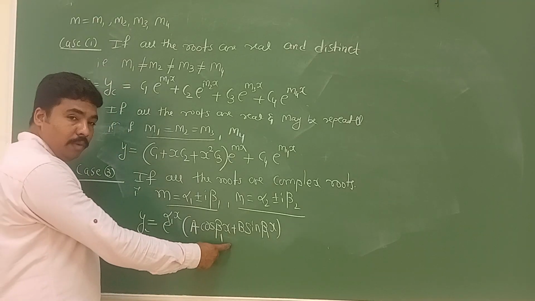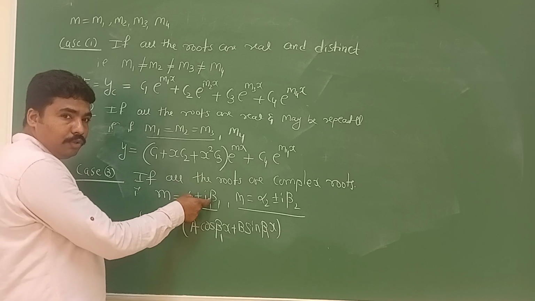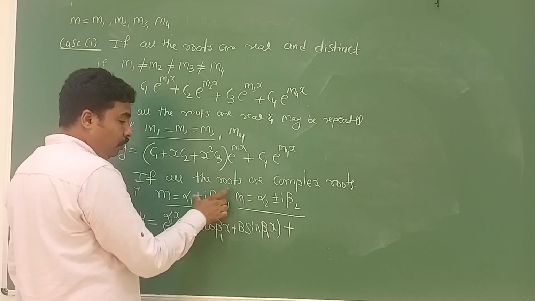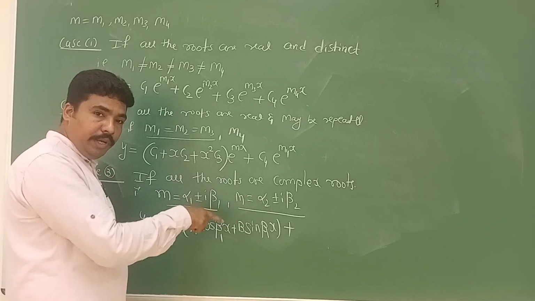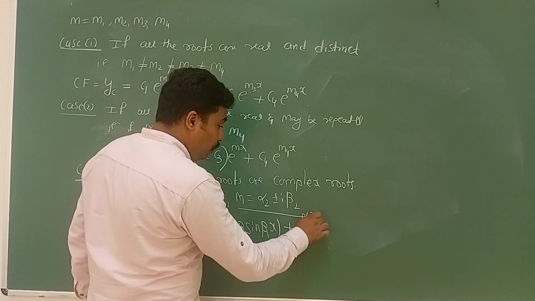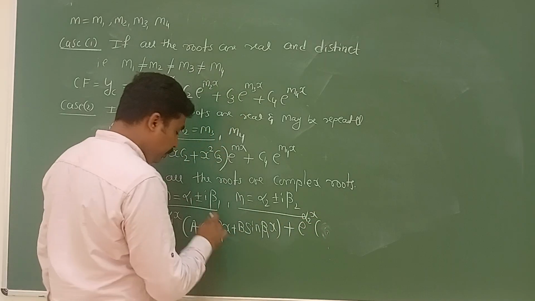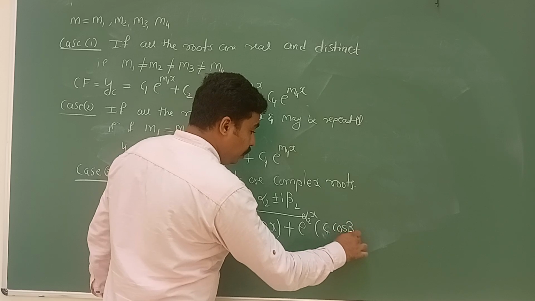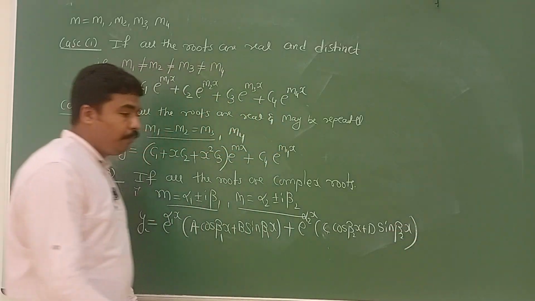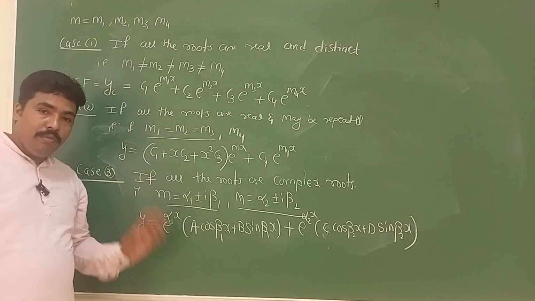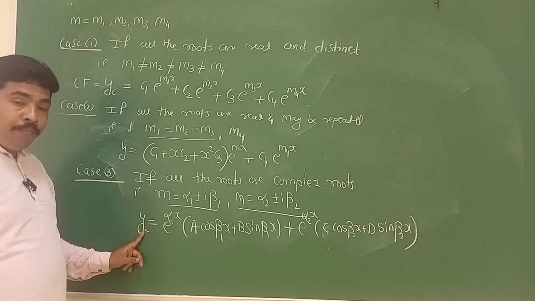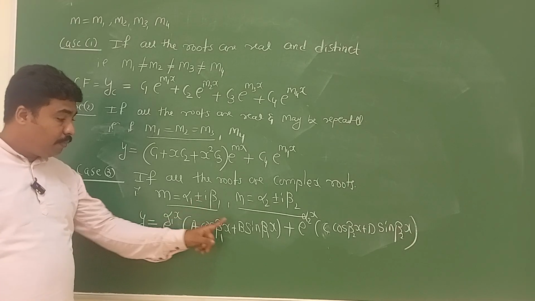So this complementary function is only for the first complex root, plus the second complex root. These are totally 4 roots, but since they are complex roots, they are conjugates of each other, that's the reason I have written them separately. For this again, e power alpha 2x, then I will take c cos beta 2x plus d sin beta 2x. So this is how to write the complementary function whenever we have distinct complex roots for any differential equation: e power alpha 1x, a cos beta 1x plus b sin beta 1x.